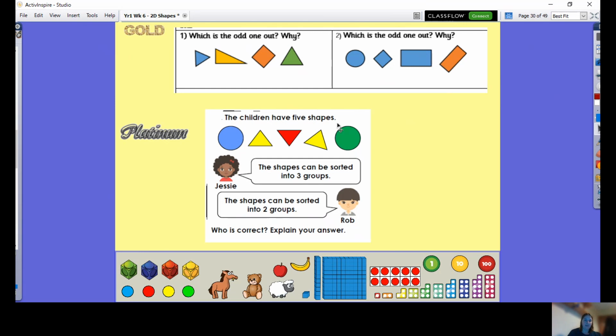And then over here, it says the children have 5 shapes. The shapes can be sorted into 3 groups. That's what Jessie says. Rob is saying, no, the shapes can be sorted into 2 groups. Who is correct? And explain your answer. So again, you might want to pause the video here. And obviously you can go back to look at the silver and then move forward, because that's where the answers will be. Well, good luck, everybody. I'm sure you'll get on really well with that.